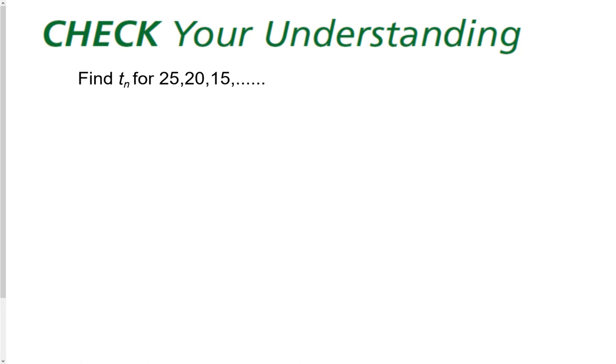Okay, so you've figured out this one, and I'll just post it, the general term here for you. So our general term for this one is going to be 30 minus 5n. Okay, so hopefully you were able to get there.